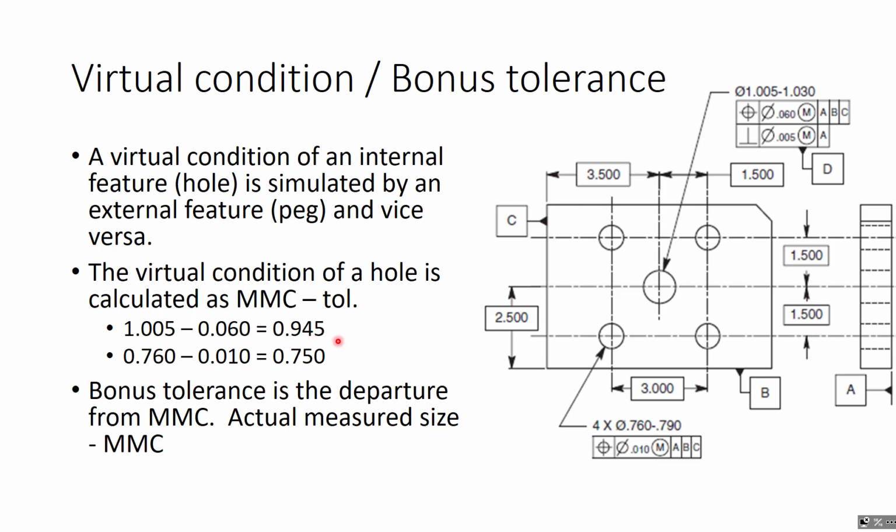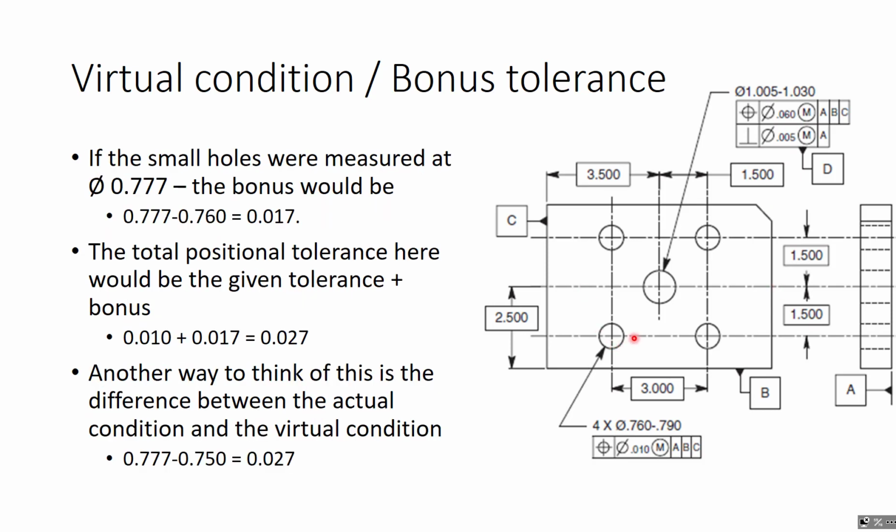0.945 inches to check the location. We have more variation that's allowable on the position versus the perpendicularity. If these small holes were measured at 0.777, right, the bonus tolerance would be the difference between the actual measured mating envelope and the max material condition. So they have 17 thousandths of bonus tolerance. So the total position tolerance would be the 10 that's given plus the bonus tolerance.